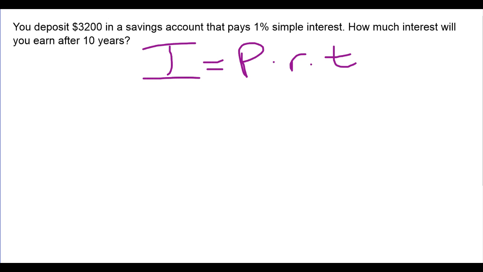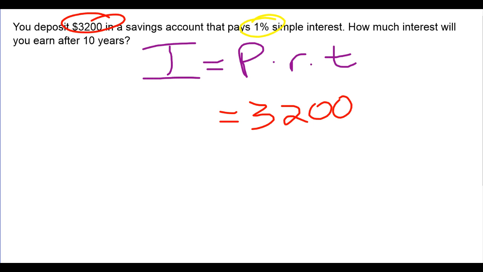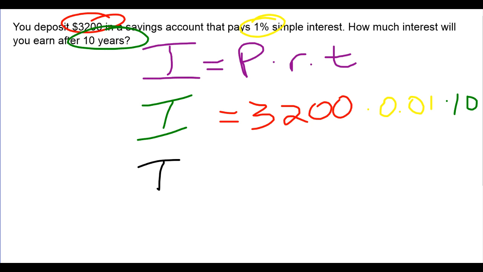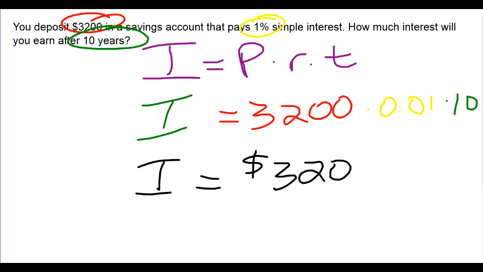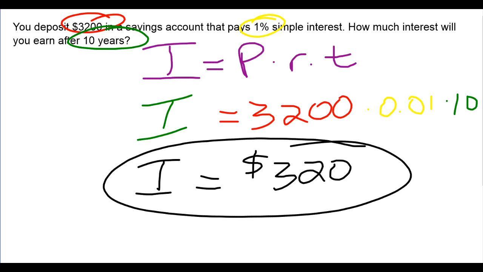So here it says you deposit $3,200. That means $3,200 is your principal. It pays 1% simple interest, which means that the interest rate is 0.01. And you want to know how much interest you'll earn after 10 years. So 10 years is our time. So our interest is going to be 3,200 times 0.01 times 10. After 10 years, you would earn $320 in interest, because that's 3,200 times 0.01 times 10.